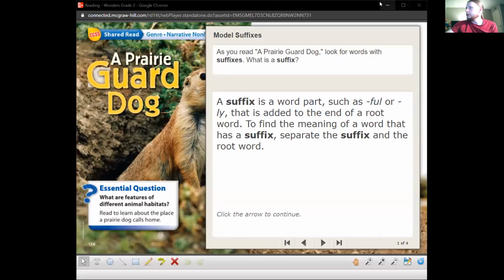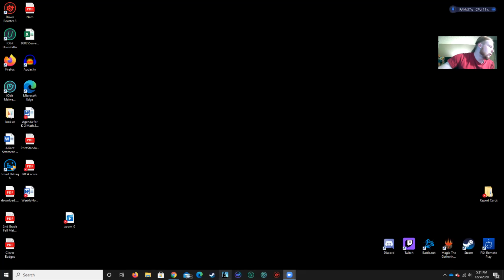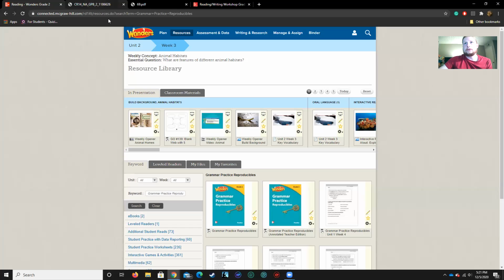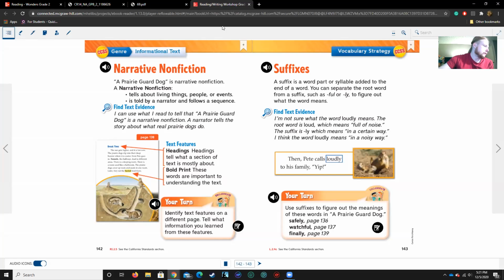So I'm going to share my screen. Oops, shared the wrong thing. I'm going to share my screen and we're going to go ahead and learn about informational text. We're going to learn about informational text, narrative nonfiction, and then some structural analysis, which will be our prefixes, and then we're going to learn about our suffixes and different kinds of nouns that we can see. All right, so let's go ahead and start.